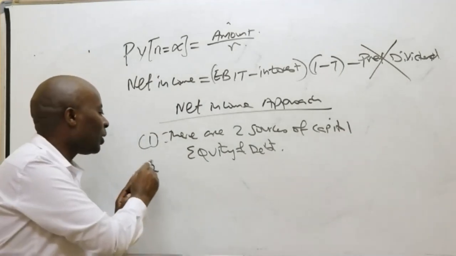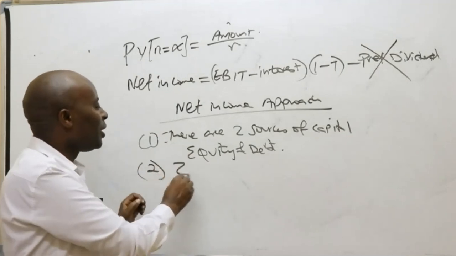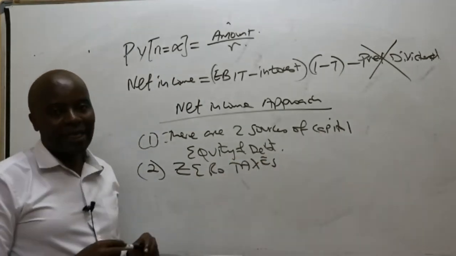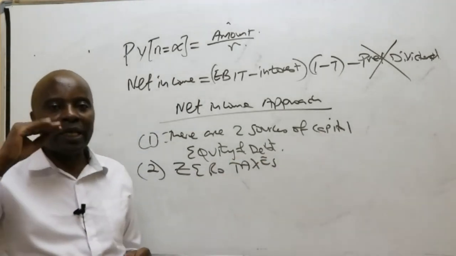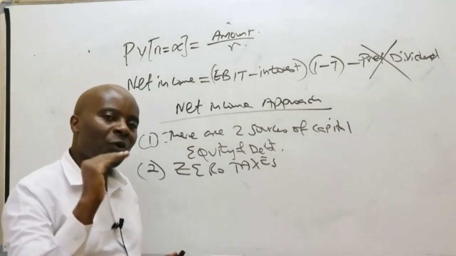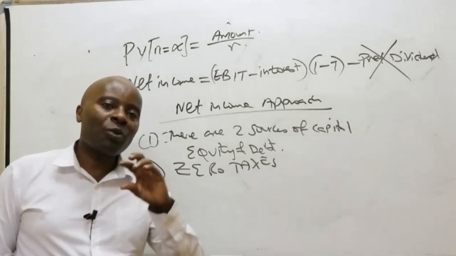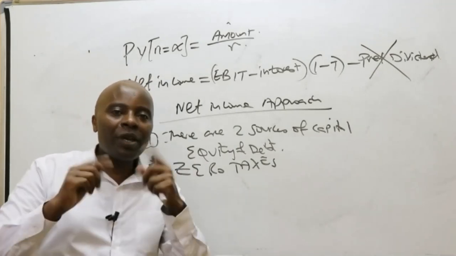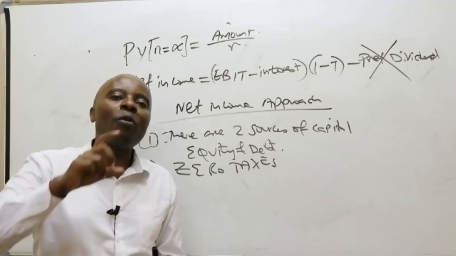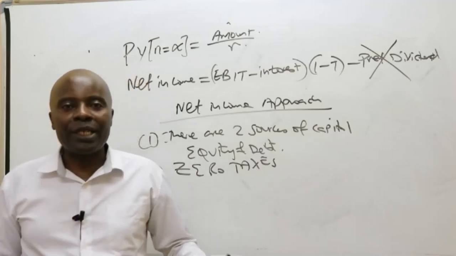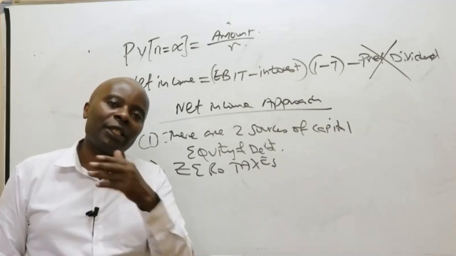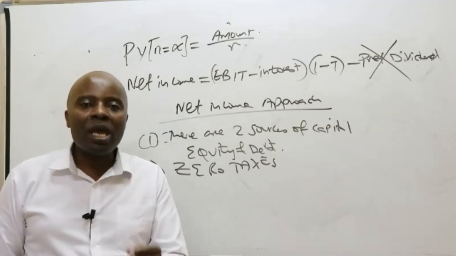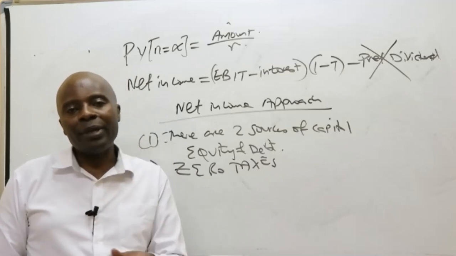Number two, if you can recall the other assumption, there is the assumption of zero what? Zero taxes. That is why, if you get questions even in your past papers, an examiner will provide a note telling you that the corporation tax is 30%. But now in the requirement, they'll tell you to compute the value of, say, a property using the net income approach. Ignore the 30%. The net income approach, ladies and gentlemen, assumes that companies pay zero taxes.